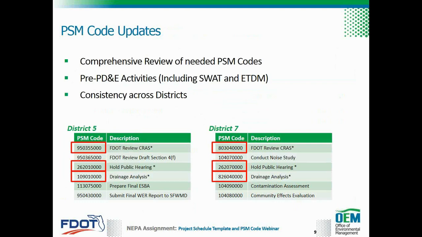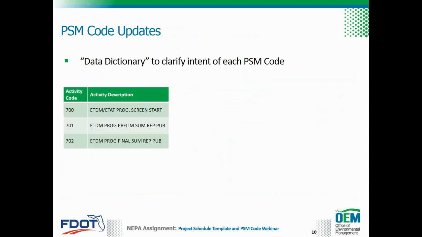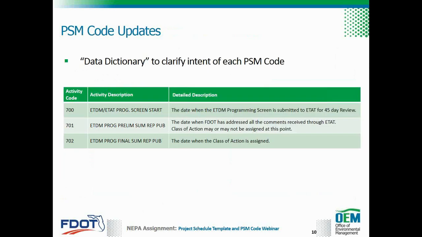In addition to adding new PSM codes, we've also established a data dictionary for each code. We are limited on the number of characters we can use in the field activity description, and therefore we have to use abbreviations. For example, ETDM/ETAD prog dot screen start means the ETDM programming screen is submitted to ETAD for a 40-day review.